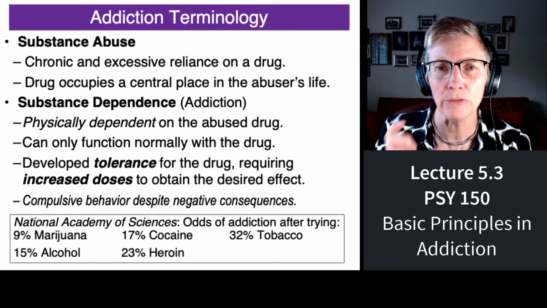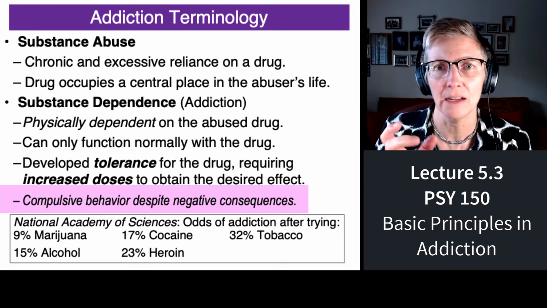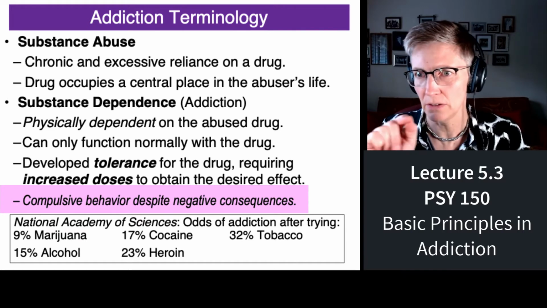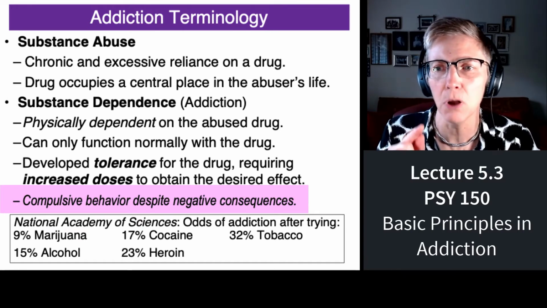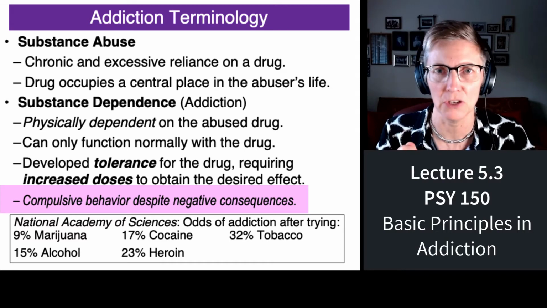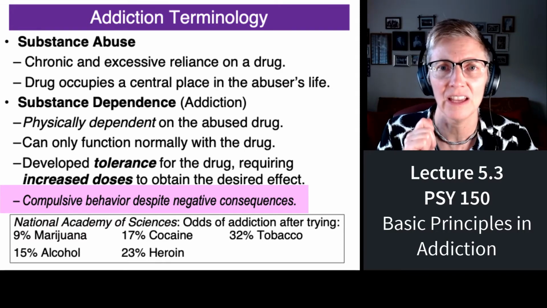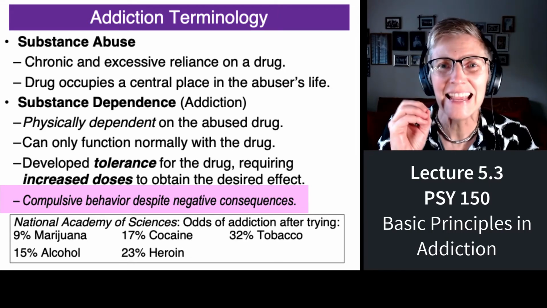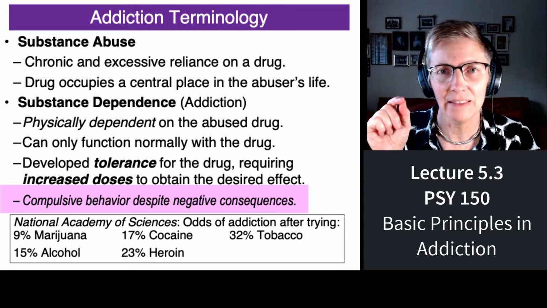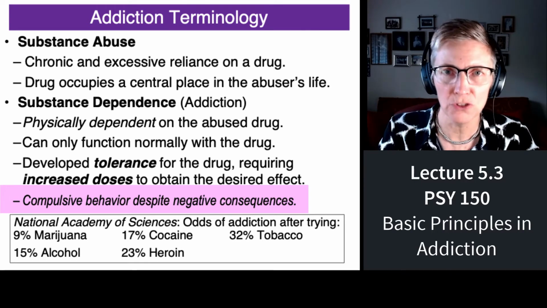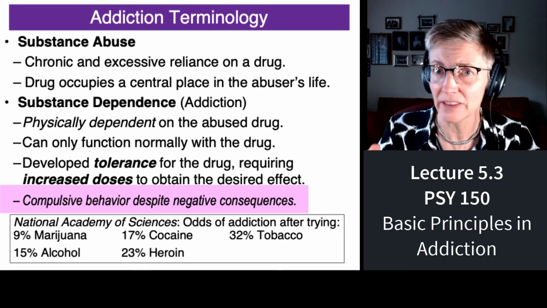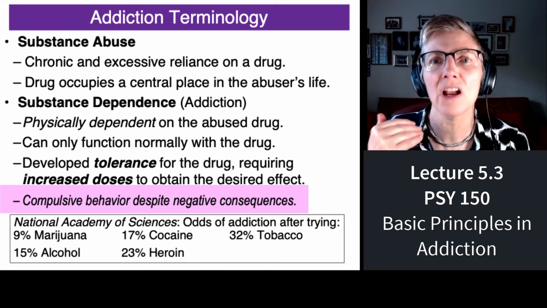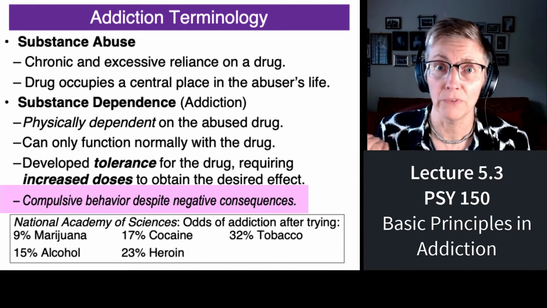And the key phrase for defining addiction or substance dependence is the one near the bottom that I have in italics there, where it says compulsive behavior despite negative consequences. That's when you really know you're dealing with addiction. People keep going for the alcohol or the drug, even though they're experiencing negative consequences, losing relationships, losing their jobs, losing their housing. Their health is being compromised. They keep taking the drug, even though the consequences are harmful, are negative.